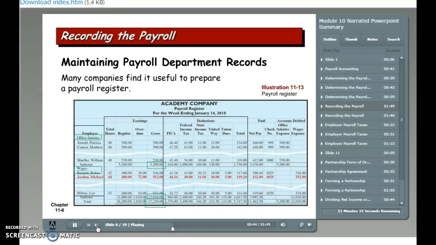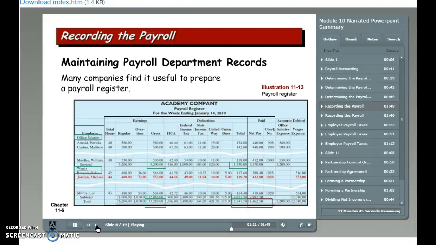The next portion of the payroll register contains deductions. Deductions are comprised of FICA, federal income tax, state income tax, United Way, and union dues. Total deductions related to office salaries are $1,730. Total deductions for wages are $4,017.50. Total employee withholdings for the pay period are $5,747.50.